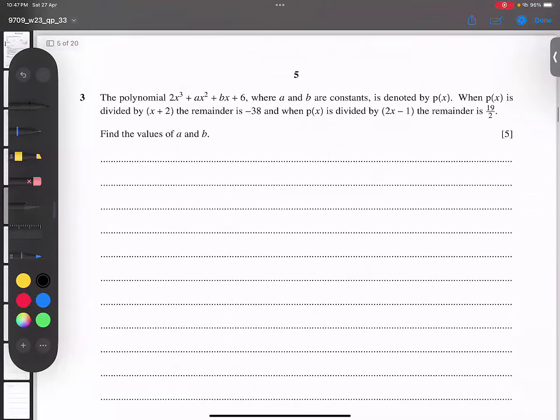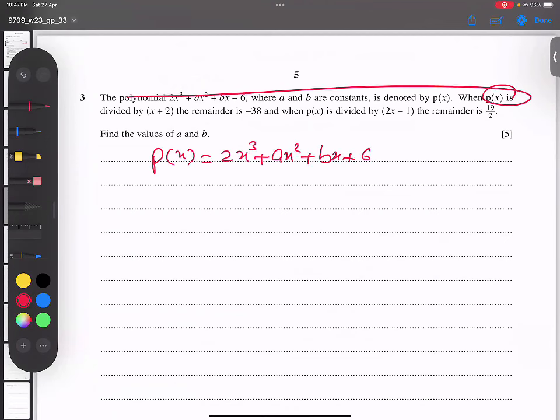Let's go for the next question, number 3. This polynomial is denoted by p of x. So let me write. When P of x is divided by this, the remainder is minus 38. It means when I plug in -2 everywhere, I must get minus 38. This is the whole story. Okay, so let's try to do it.